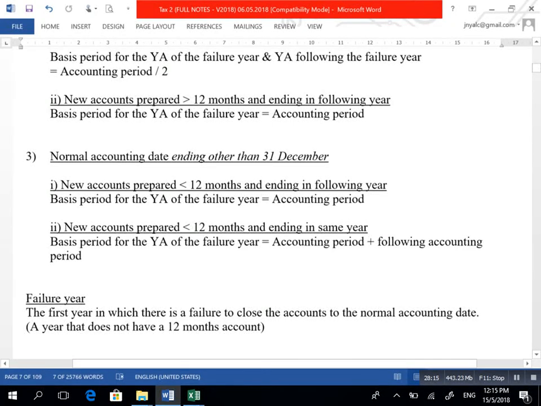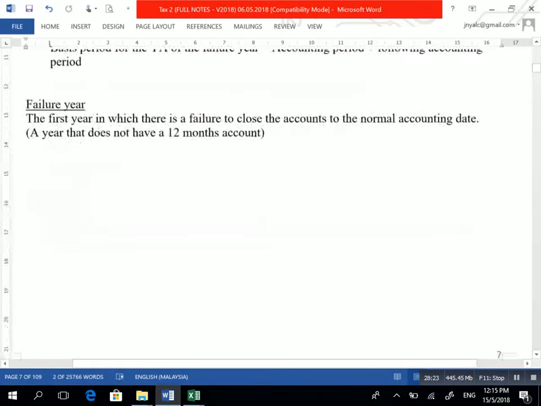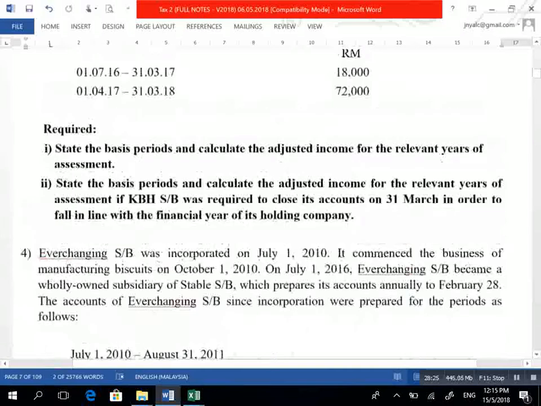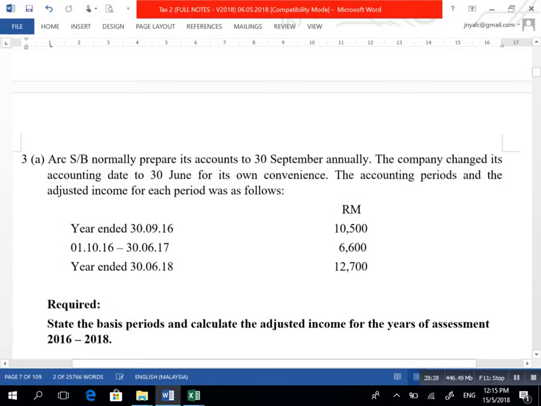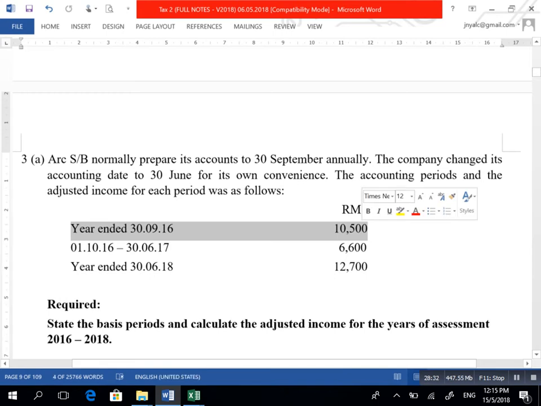Let's go back to your question first. Actually, class, this is the first set of the accounts I show you, year ended until 30th September 16. But it means this is the first account for the company? No. They never mentioned they just start up, correct? So this might be several years ago already, for a few years already. But anyway, this is the first accounting period we know, so then we just use this accounting period to determine basis period.